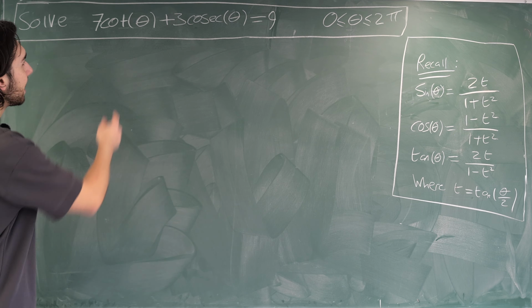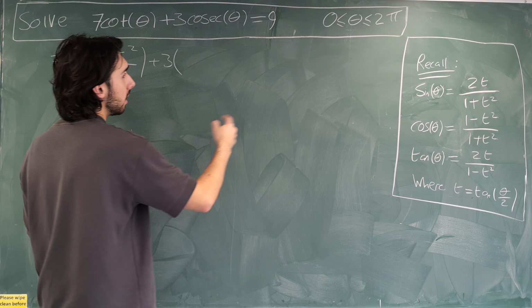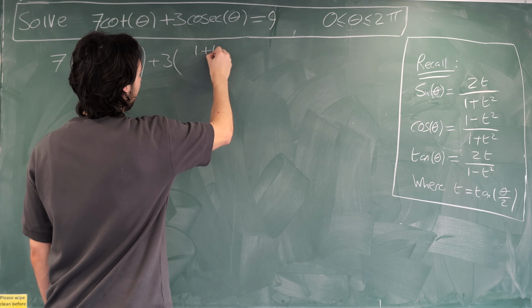So, first line, we can say that 7 times what is cot? Well, cot is 1 over tan, so in other words, the reciprocal of the tan t formula, 1 minus t squared over 2t, plus 3 times cosec. Again, cosec is 1 over sine, so 1 plus t squared over 2t equals 9. Okay, now it's an algebraic equation. It used to be a trig equation, now it's an algebraic equation. Isn't that awesome? Yes, it is.